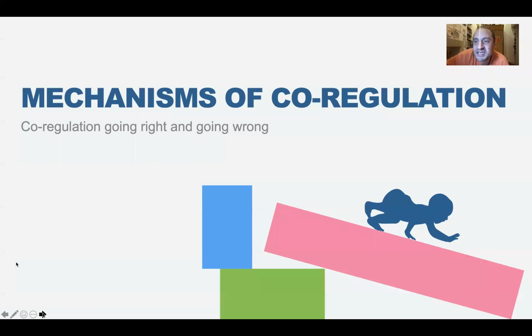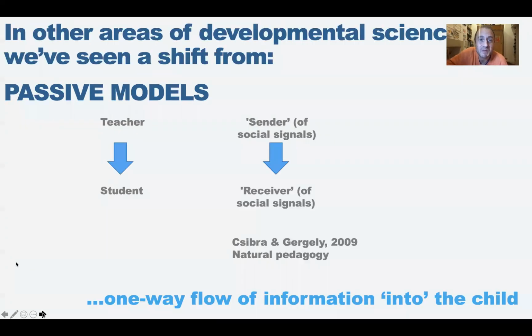What we're really interested in today is the mechanisms of co-regulation, particularly co-regulation going right and co-regulation going wrong. In other areas of developmental science, we've seen a shift away from passive models, that is, models that look at a one-way flow of information into the child. For example, in educational settings, a one-way flow of information from teacher to student, or from the sender of social signals to the receiver of social signals.